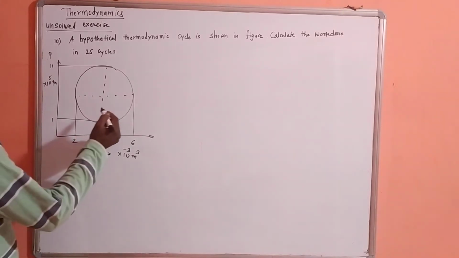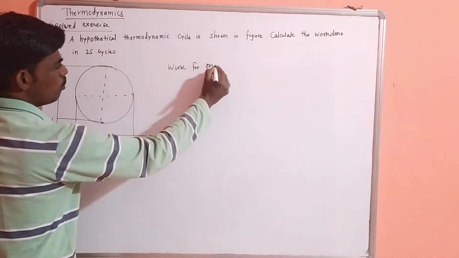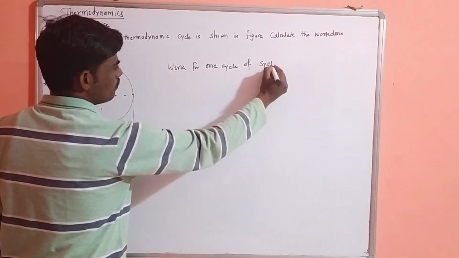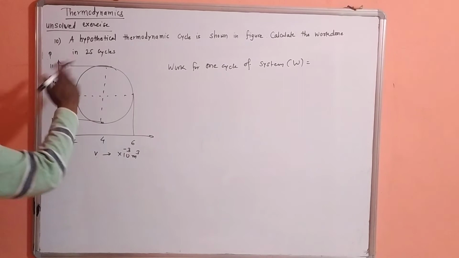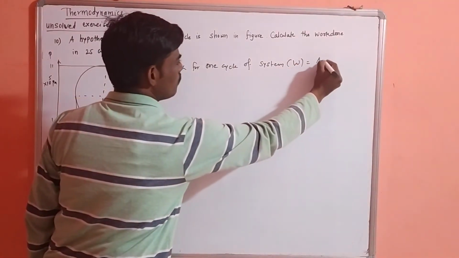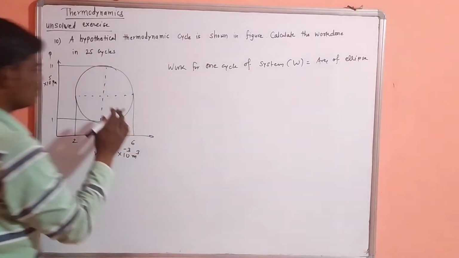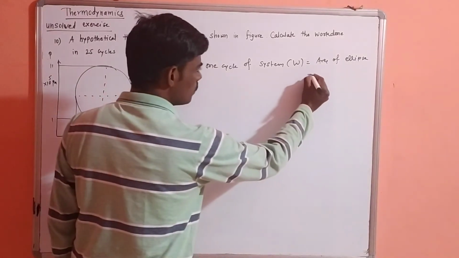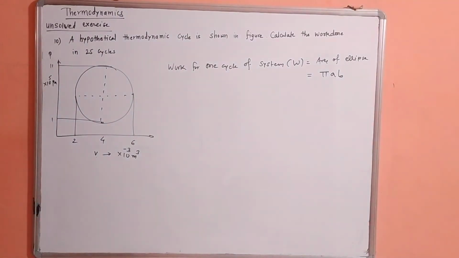So remember here, the work for one cycle of the system is nothing but the area of this ellipse. Remember, it is not a circle, it is an elliptical shape. So the area of an ellipse is given by the formula pi AB.